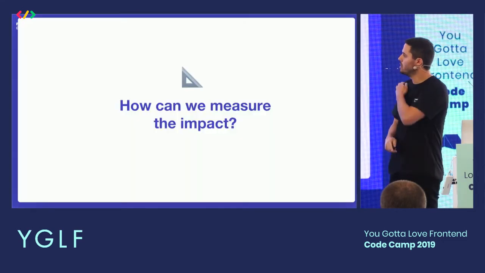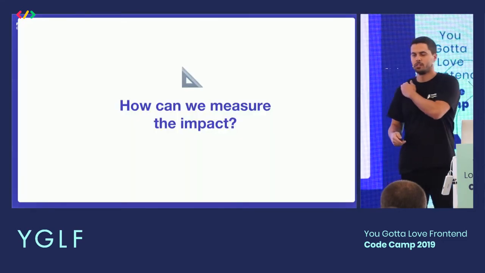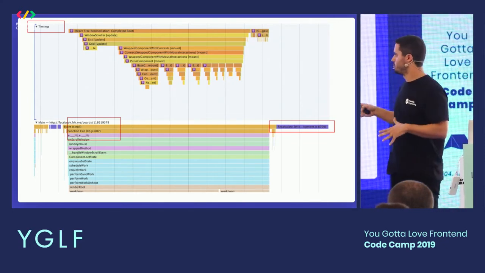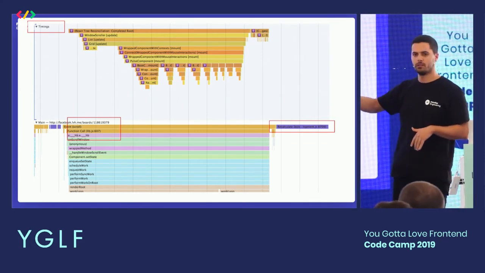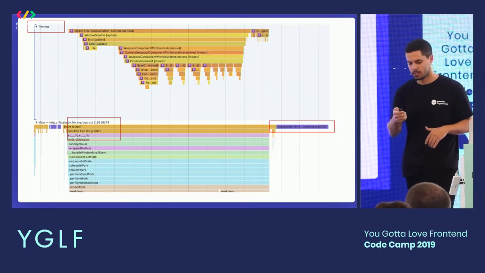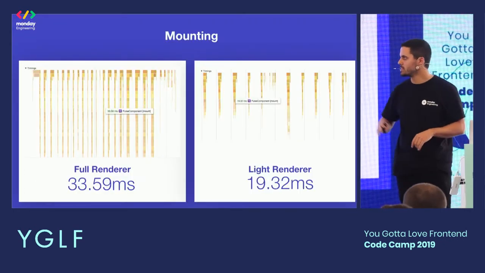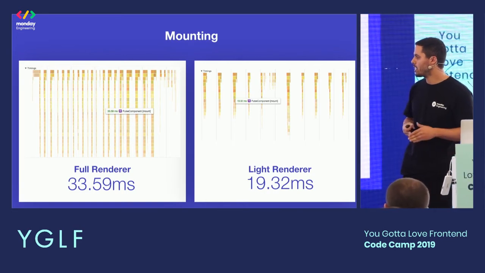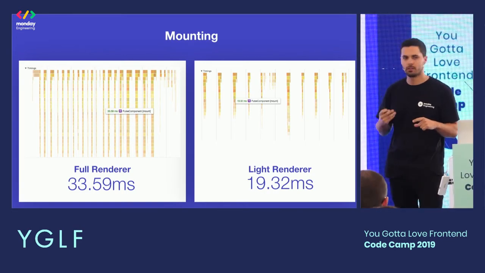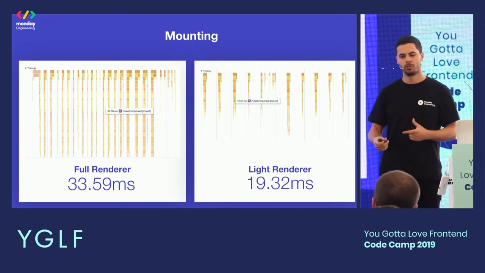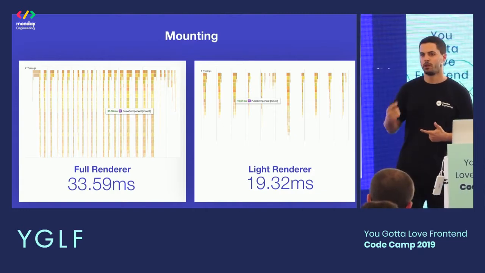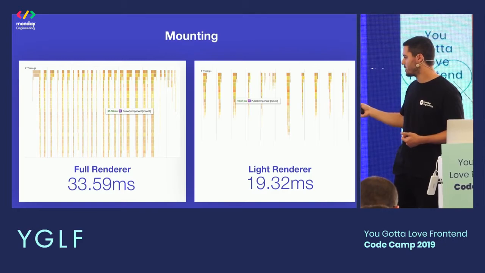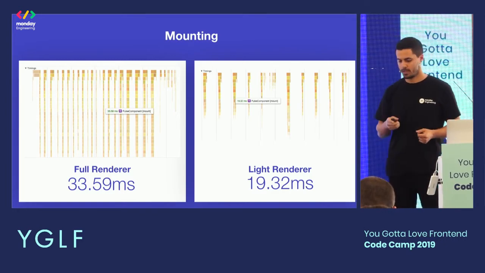Okay? And again, let's measure the impact we actually made here. The areas we want to focus on are the scripting and the recalculate styles. This is again the React render sequence, and you can see that with the full render, each component took us 33 milliseconds to render, okay? We had more DOM nodes, more event listeners, maybe more actions that happened on render, and it was very heavy. But with the light render, it took us only 19 milliseconds to render.